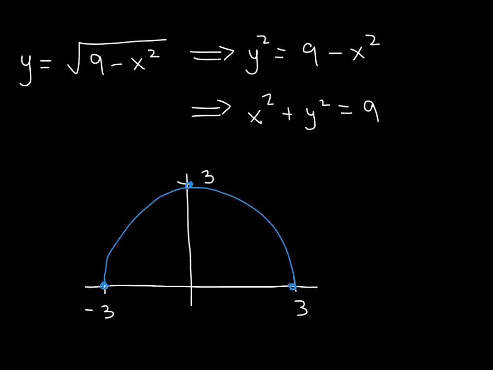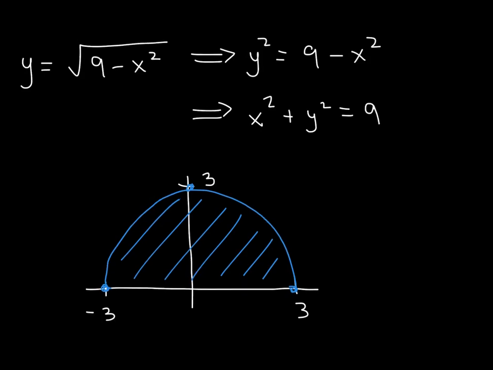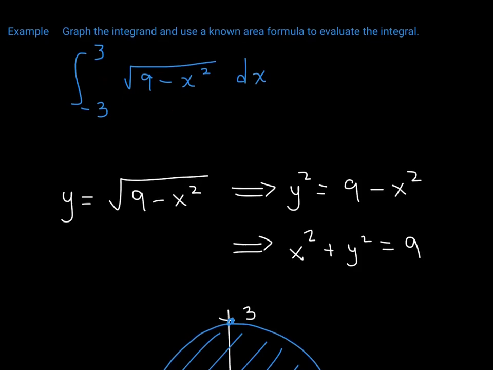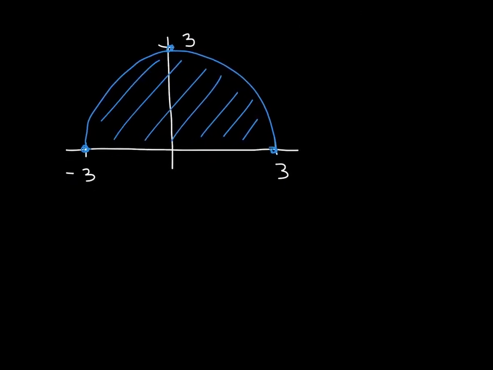So it's a semicircle. All right, so this is the area they want us to consider, right? Let me go back up to our integrand. There it is. So this is from -3 to 3. It's the area underneath that semicircle. So let's use a known formula.